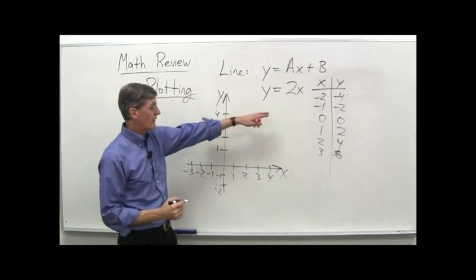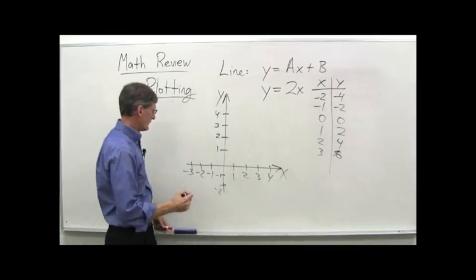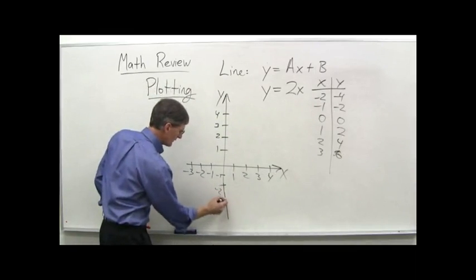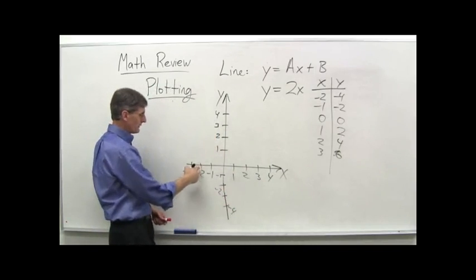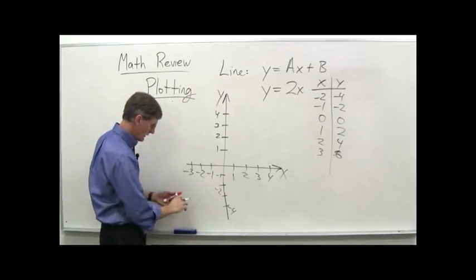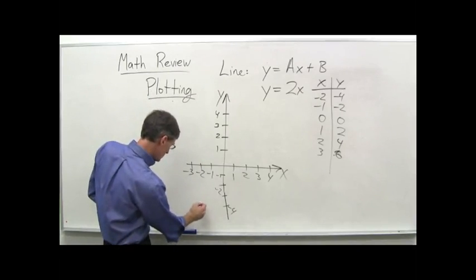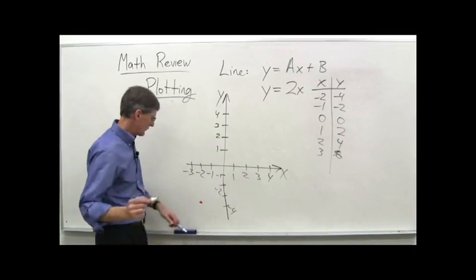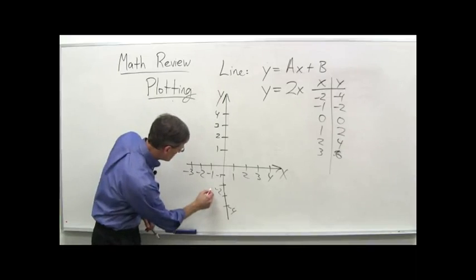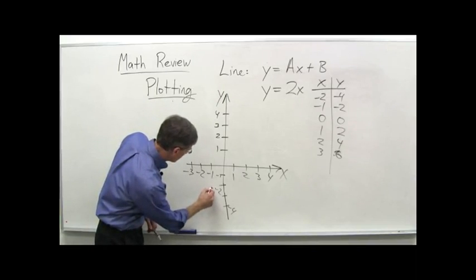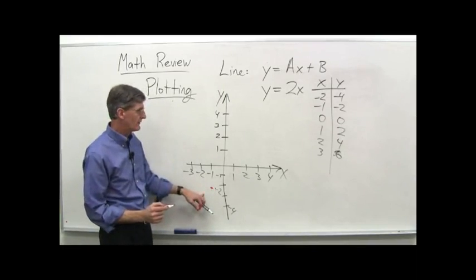So our points are negative 2, negative 4. So actually I need to go a little bit farther here, down to negative 4. So negative 2 for x, negative 4 for y. Get the red out. Red marker. So there's that one. Negative 1, negative 1, negative 2. So hopefully my scaling is more or less correct here, so we get a nice line out of this.